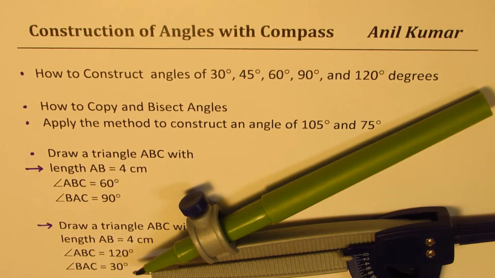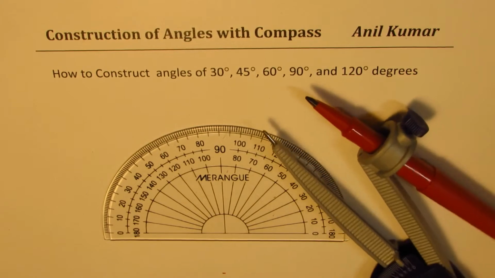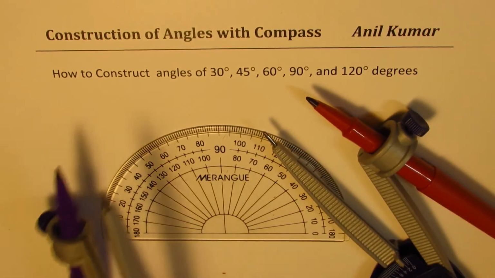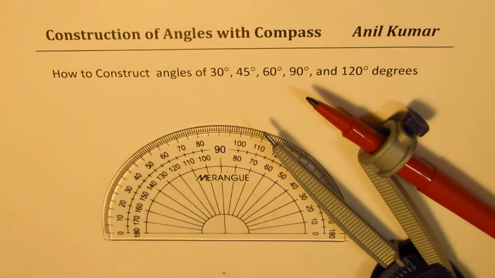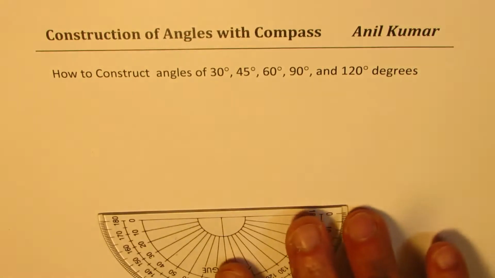So let's see how to construct angles of 30 degrees, 45 degrees, 60 degrees, 90 degrees and 120 degrees now. We'll construct them with the help of a compass, not protractor, right? We'll use the protractor only to measure. We'll use compass to construct the angles. Perfect. Let us see how we can construct all these angles very accurately with the help of a compass. Well, we might use the protractor for drawing the lines.